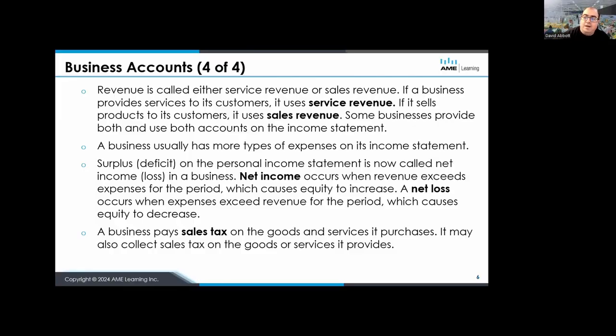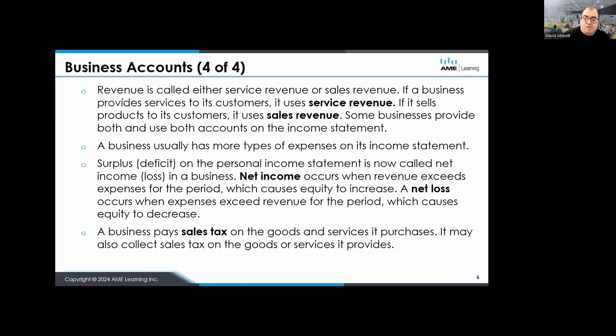We'll talk about that. Now, a business usually has more types of expenses on its balance sheet, and they're going to be broken down into the different types of expenses. A surplus or a deficit on a personal income statement is now called net income or net loss in a business. Net income occurs when revenue exceeds expenses for the period, which causes our equity to increase. A net loss occurs when expenses exceed revenue for the period, which causes equity to decrease.